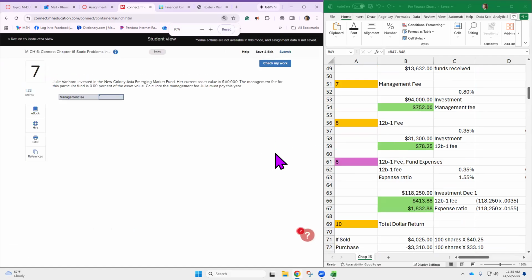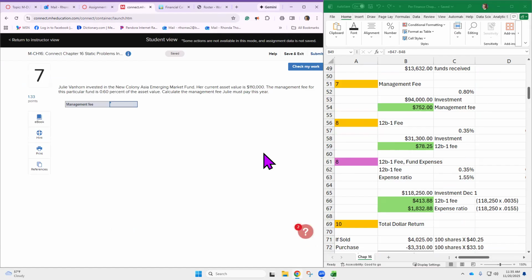So here is another kind of fee. Sometimes you just have to pay a plain old management fee, like to a fund manager. Julie has current asset value of $110,000 in the account. The management fee for this particular fund, now watch it, is 0.6% of the asset value. Calculate that management fee that must be paid each year. So let's establish what that fee is. That management fee is 0.60%, not 60%. No, that'd be way too much.